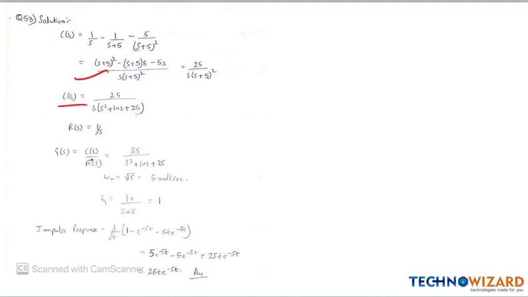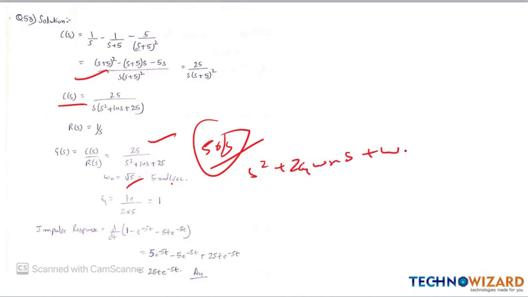Now we know that the transfer function is equal to C(s) upon R(s). This will come out to be 25 upon s square plus 10s plus 25. From here, omega n is equal to root 25, that is equal to 5 radian per second. Zeta: on comparing with the standard equation s square plus 2 zeta omega n s plus omega n square, from here you can find the value of zeta, 10 upon 2 into 5, which is equal to 1.